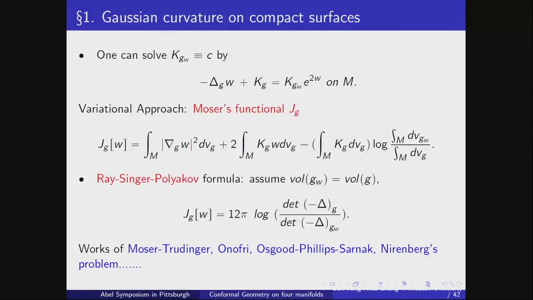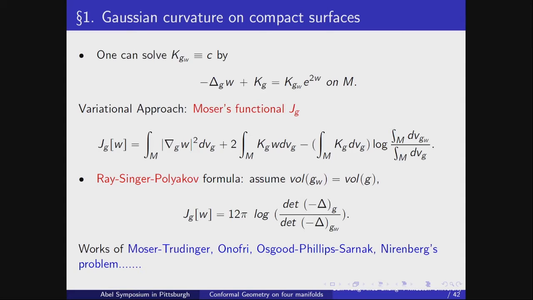So, let's see the basic analytic tool we use to solve the Gaussian curvature equal to a constant. There is this second-order PDE: Laplace of W plus Gaussian curvature, and then under a conformal change the Gaussian curvature is exponential 2W. So it's a second-order PDE, but with a semi-linear term, exponential 2W, a nonlinear term on the right-hand side. So it's a second-order nonlinear PDE.